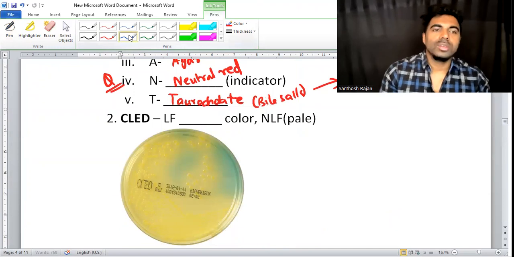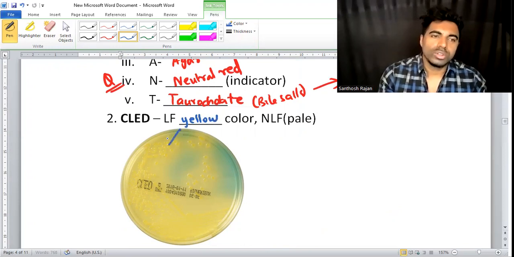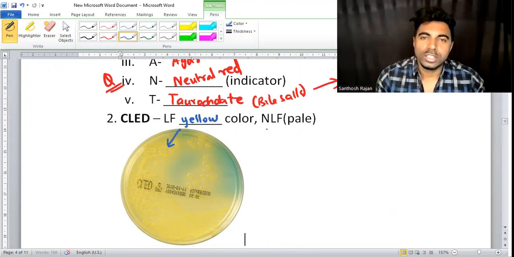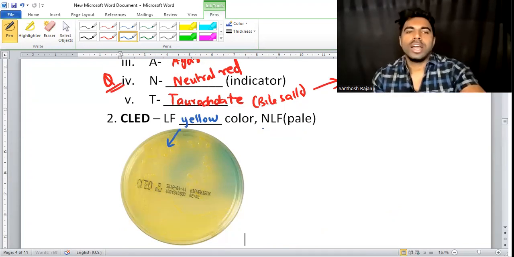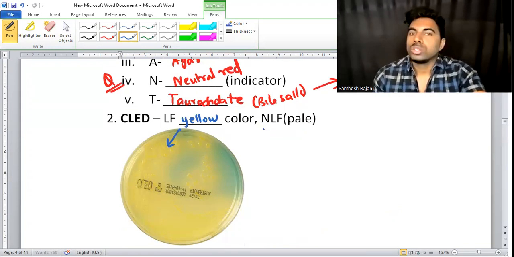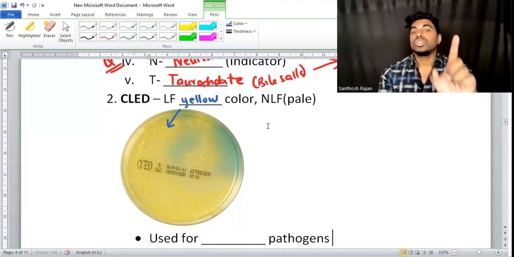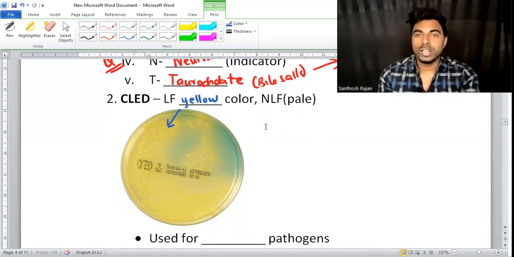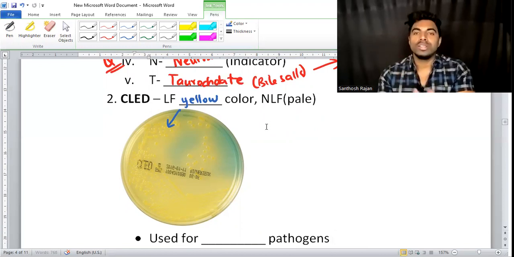In CLED media, the most important thing, please remember, is that the lactose fermenting colony is yellow in color. Okay, this is the one that you're seeing. Yellow in color. The other one is NLF. MacConkey and CLED have a competition. The main reason is that in CLED media, swarming doesn't occur. Swarming is inhibited. You add already 6% agar to inhibit the swarming motility of Proteus, or you use CLED media so that swarming is already inhibited.